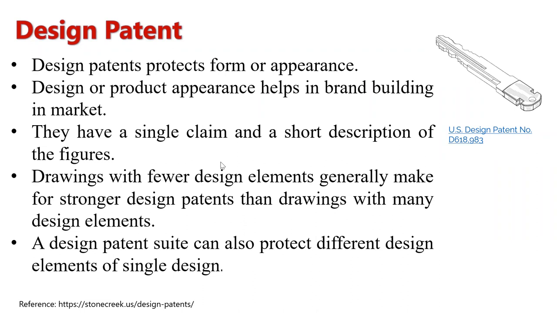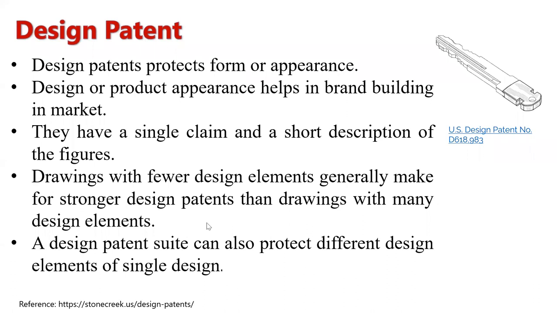Suppose each design patent in the design patent suite is independent and stands on its own. If one design patent is invalidated, the others are still valid because they are independent of each other. But all embodiments in a single design patent stand or fall together. If one embodiment is invalidated, then the entire design patent is invalidated. So there is a risk factor as well as a cost factor. You have to compromise by choosing one, either filing a single design patent or filing a design patent suite.